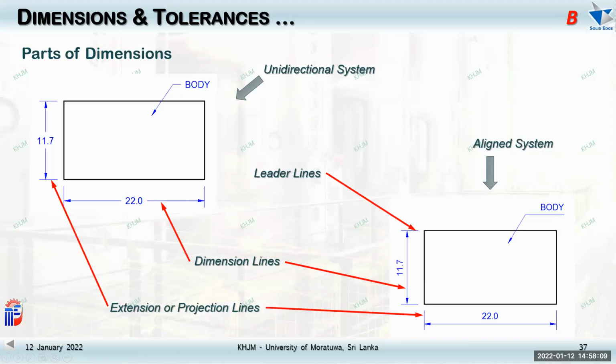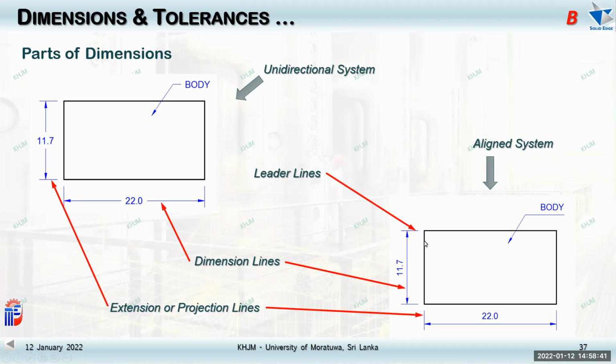Now again, the dimensions. I know that most of you are not following this thing. There are only two standards in the dimensions. One is the unidirectional system, the other one is the aligned system. You cannot mix them up. Please remember that. You cannot mix them up. Because in the vertical things, you can't put the dimensions, the line may be somewhere there. So you split the horizontal lines as well.